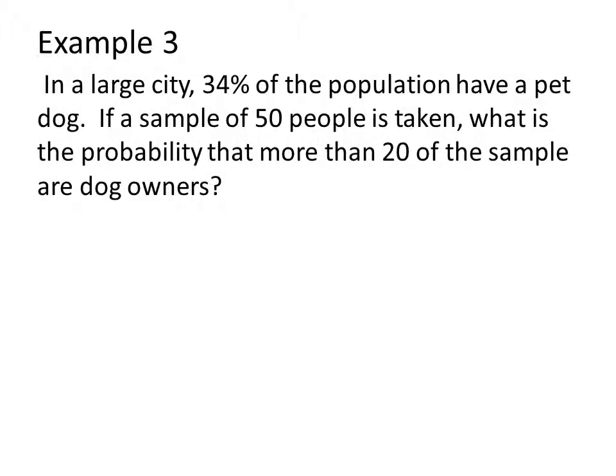So let's do one more example. Suppose in a large city, 34% of the population have a pet dog. If a sample of 50 people is taken, what is the probability that more than 20 of that sample are dog owners? So first, let's think about what we know from the information they've given us. First, since 34% of the population have a dog, then we would say that p is equal to 0.34. Of course, subtracting that from 1 would give us that 1 minus p is 0.66, and we're going to be taking a sample of size 50.